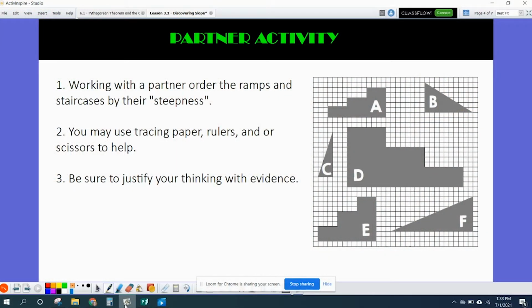This is one where I found a really great task where students are given staircases and ramps and asked to put them in order of their steepness. Now, they've never seen slope before. This is a brand new concept to them. So it's interesting some of the mistakes that we get. But taking a look at this, a very, very common mistake.